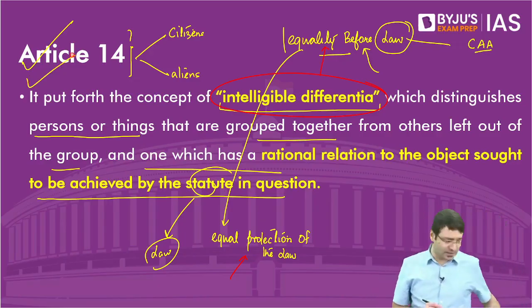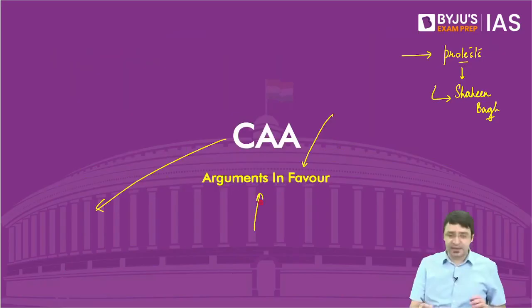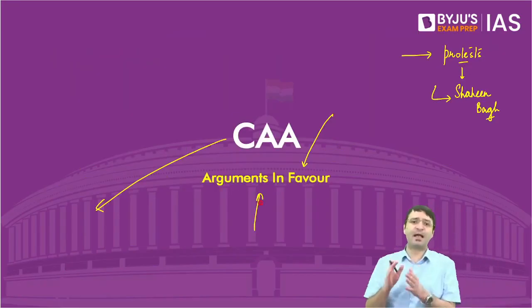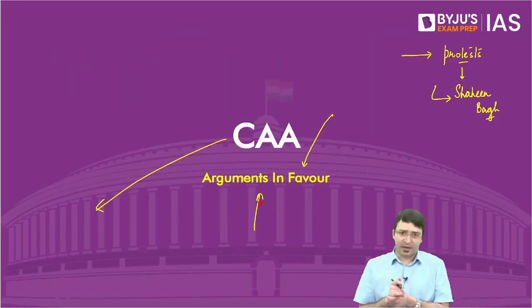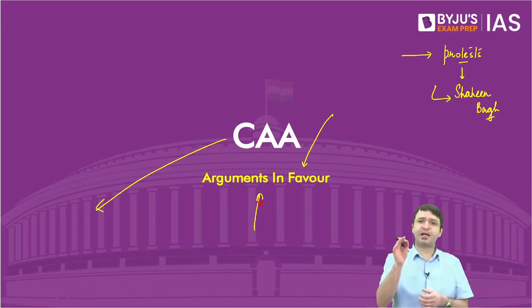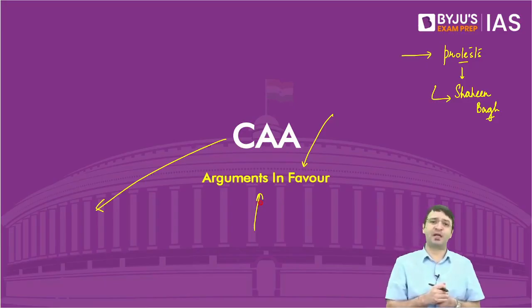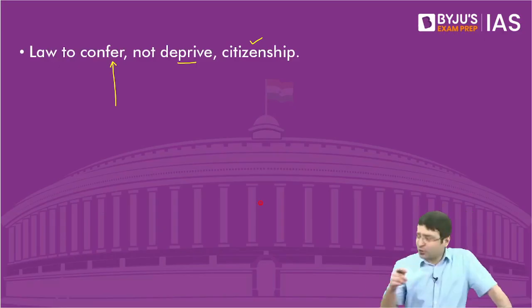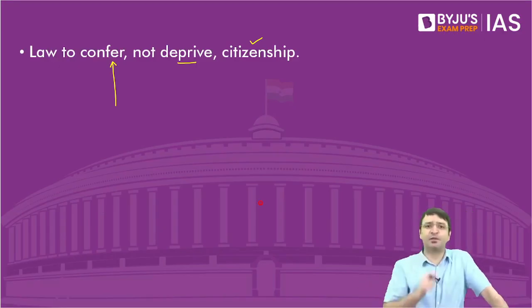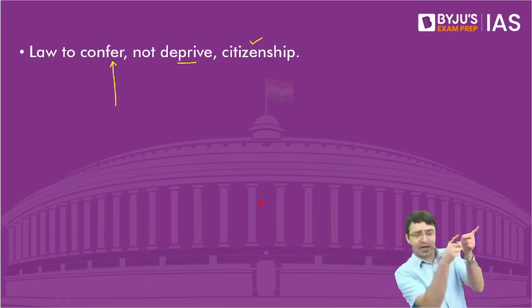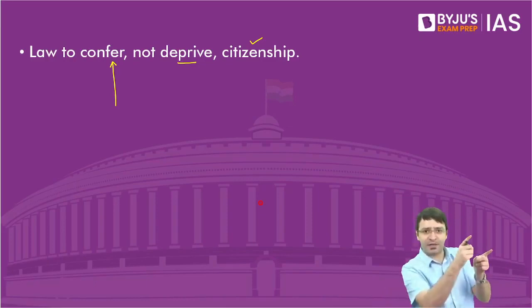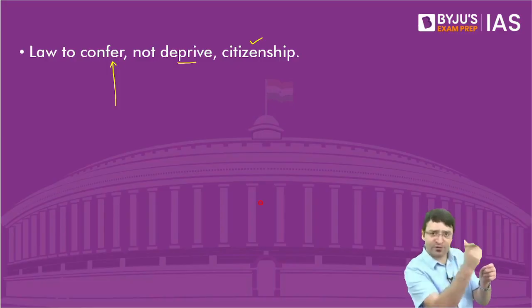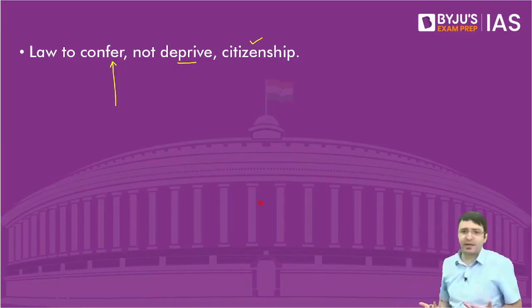So what are we discussing? We're discussing arguments in favor of the Citizenship Amendment Act. Argument number one. This can be a question in your mains examination: Justify the enactment of the Citizenship Amendment Act 2019. Let's justify. Number one, it is not a law to deprive Indians of citizenship. Indian citizens are not affected by this law because this law has a target group: Pakistan, Afghanistan, Bangladesh, and the six religious minorities of these three countries. Indian citizens are not affected.